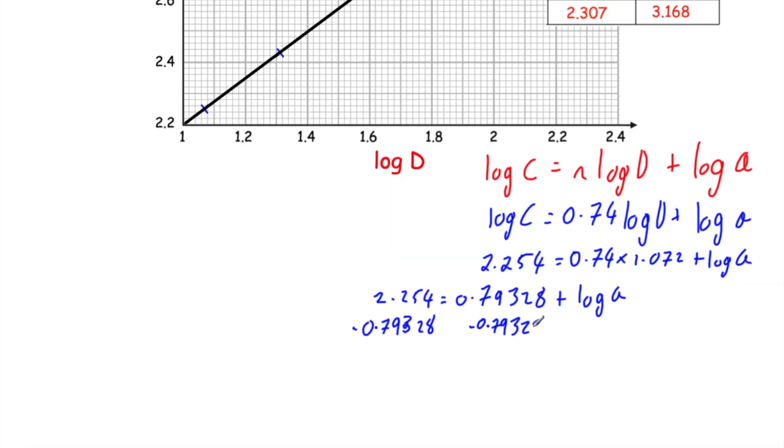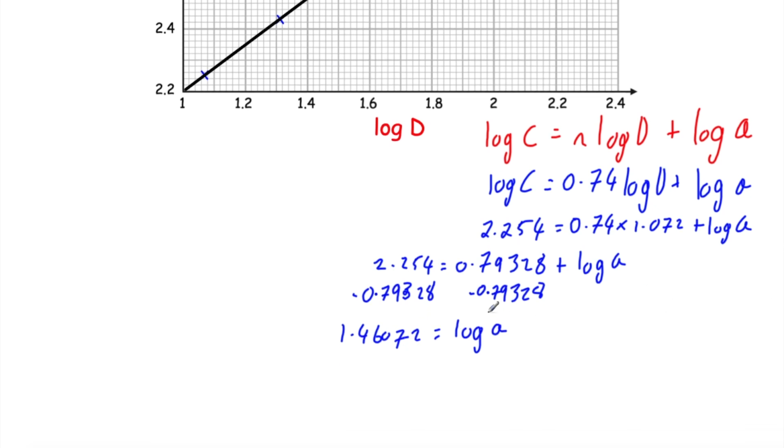And we would get on the left-hand side 2.254 subtract 0.79328 is equal to 1.46072, and we've taken away 0.79328 to get rid of it, so we're now left with log a. So we now know that log a is equal to 1.46072. So that's the y-intercept. But in this question, we want to find out what a is. So we want to find out what this value of a is.